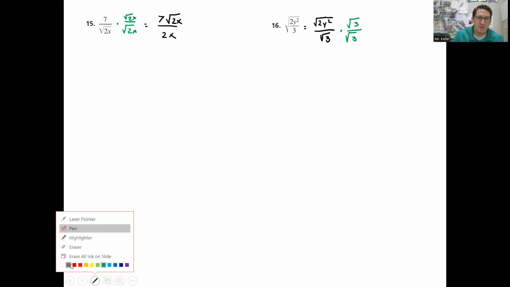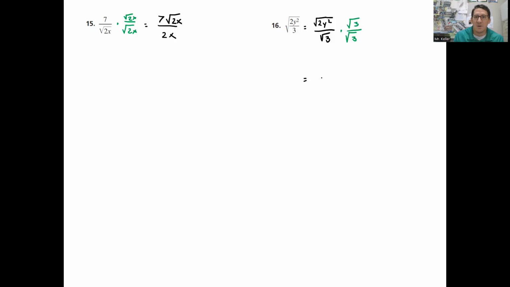So here, this one's going to take a little extra work. Root 3 times root 3, that's easy. It's just a 3 there. I can squish the stuff up here together, so it's going to be 2.